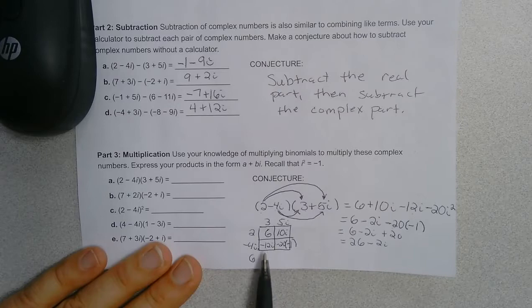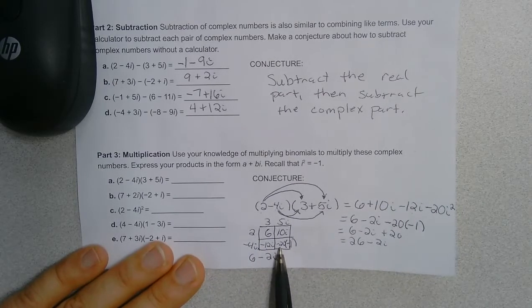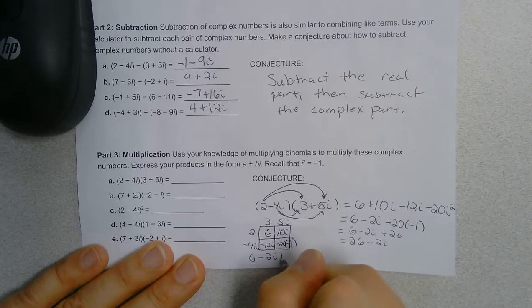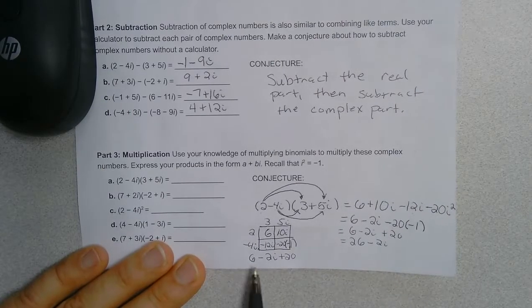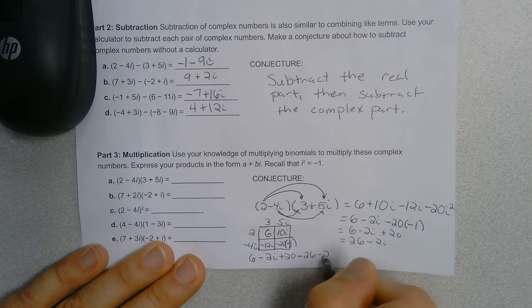And then I'm going to simplify inside. Negative 12i plus 10i is going to give me minus 2i. And then here, if I have negative 20 times negative 1, that's going to give me plus 20. So to combine my like terms then and put my real part first, 6 plus 20 is going to give me 26, and then minus 2i.